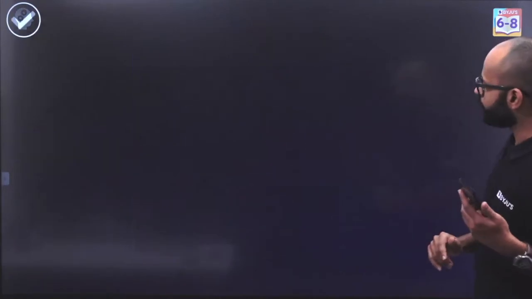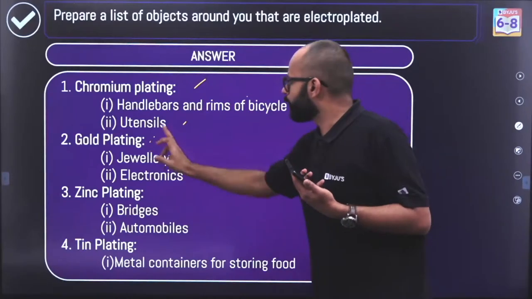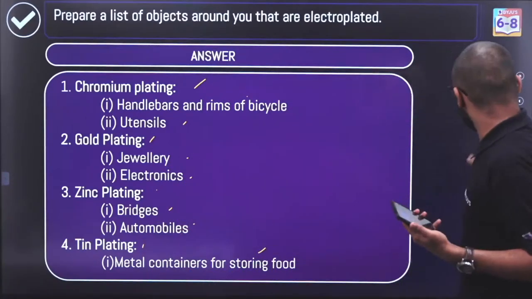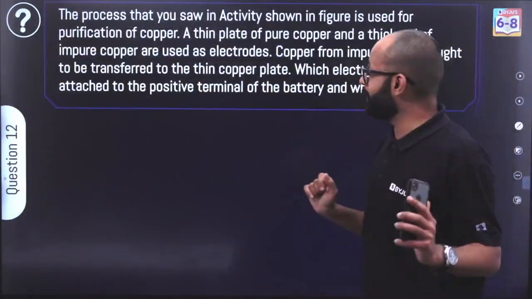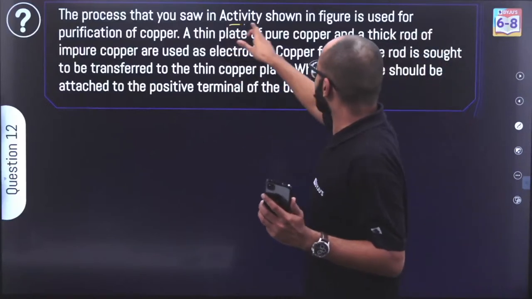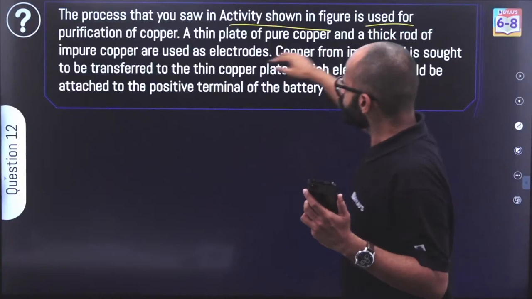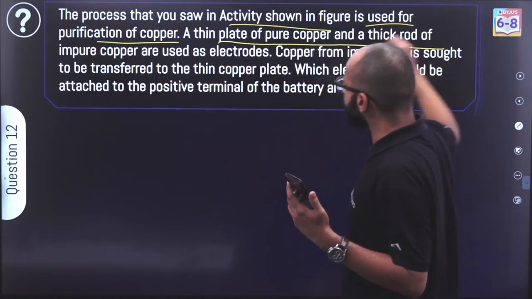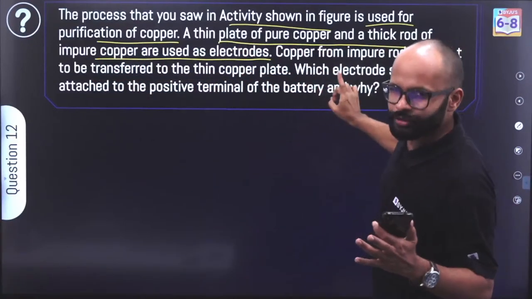So if you want to answer this, you can tell chromium plating होती है इन पे, gold plating jewelry पे होती है, zinc plating bricks, अच्छा tin plating iron calx पे होती है. Fine. अब जल्दी कर रहा हूँ मैं. I'm just running a little bit. The process that you saw in activity, अच्छा सुनो, ये last question है, is used for purification of copper. A thin plate of pure copper and a thick rod of impure copper are used as electrodes. You all know this, it's very easy.